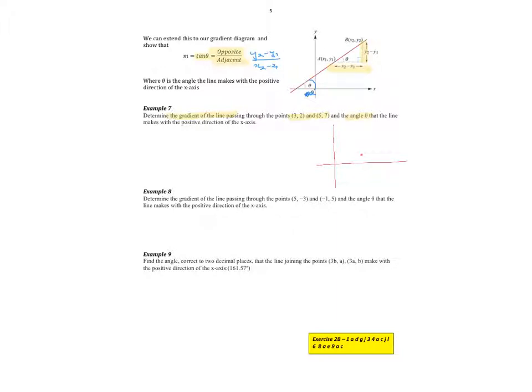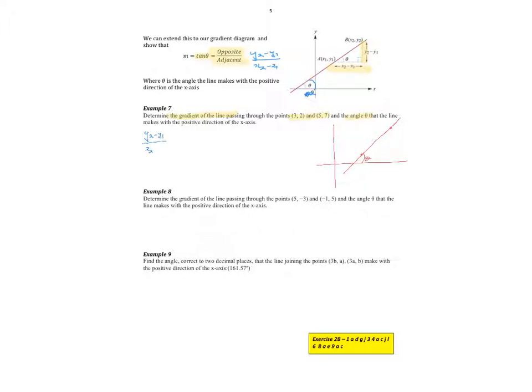So if we plot the 2 points that we're looking at, we can see 3, 2 might be roughly there, 5, 7 roughly there, and the angle that we're looking for is that one there. Okay, so the angle that it makes with the positive axes. So let's go back and work out that gradient.